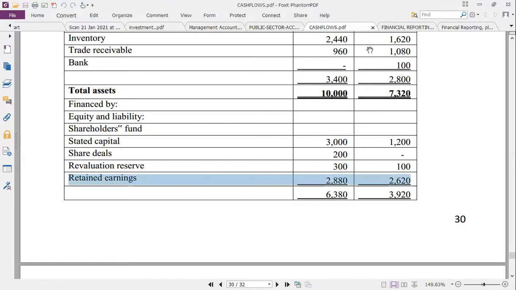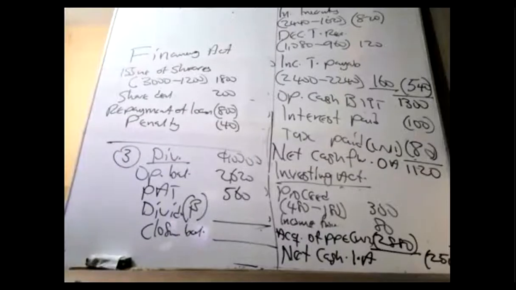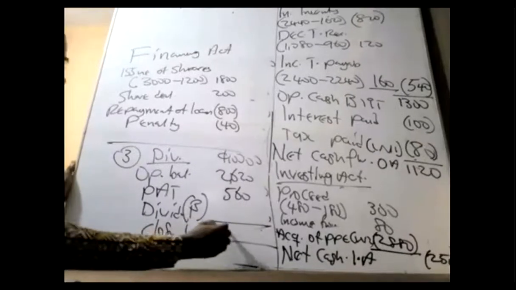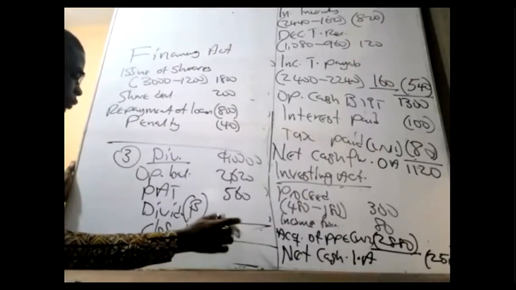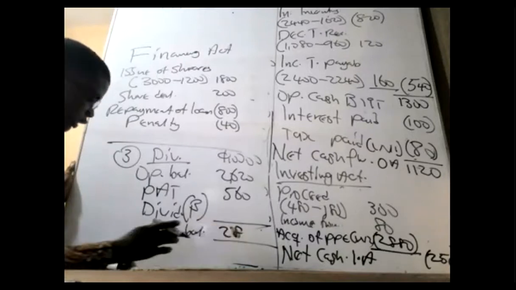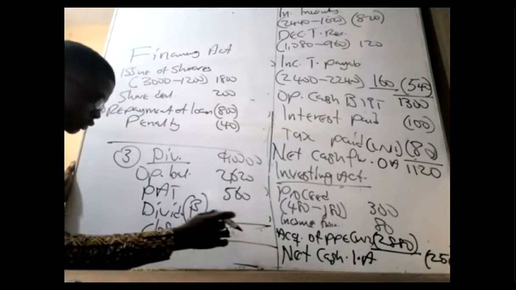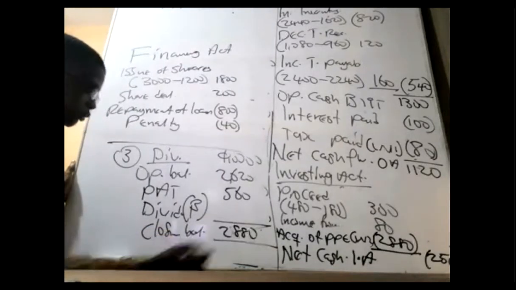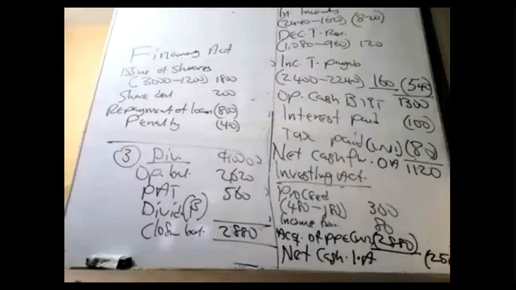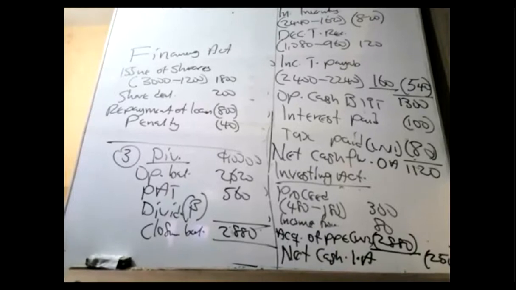The certificate is the same. Okay, so 2,880. Okay, so now add all. If I'm not getting this, the difference is the dividend paid during the year. Let's see.